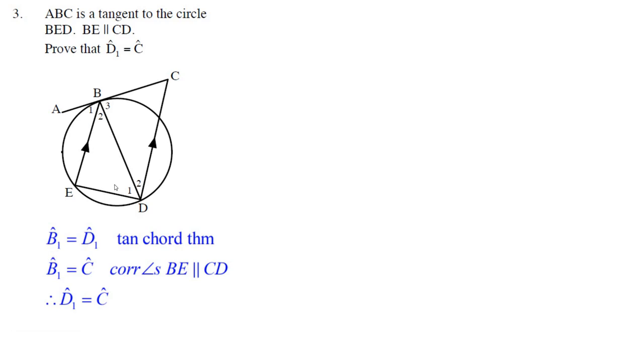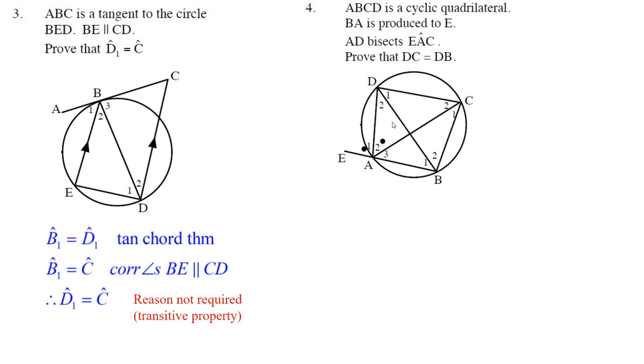B1 is equal to D1 because of the tan chord theorem. B1 is equal to C because of corresponding angles. And therefore, D1 equals C. Therefore, D1 must be equal to C because they're both equal to B1, so they must be equal to each other. Okay, the next question, and you don't have to give a reason there. I'd like to, but you don't have to.